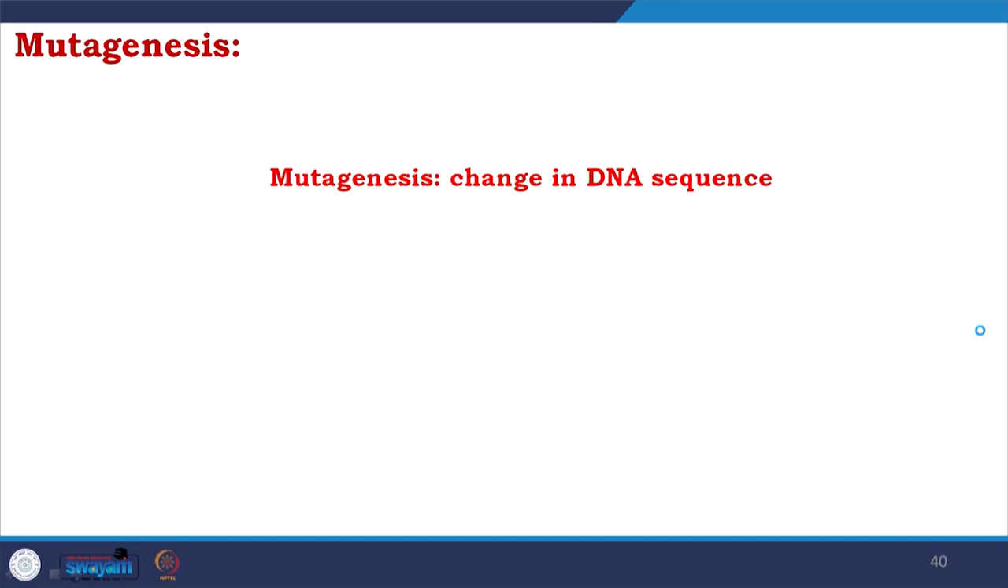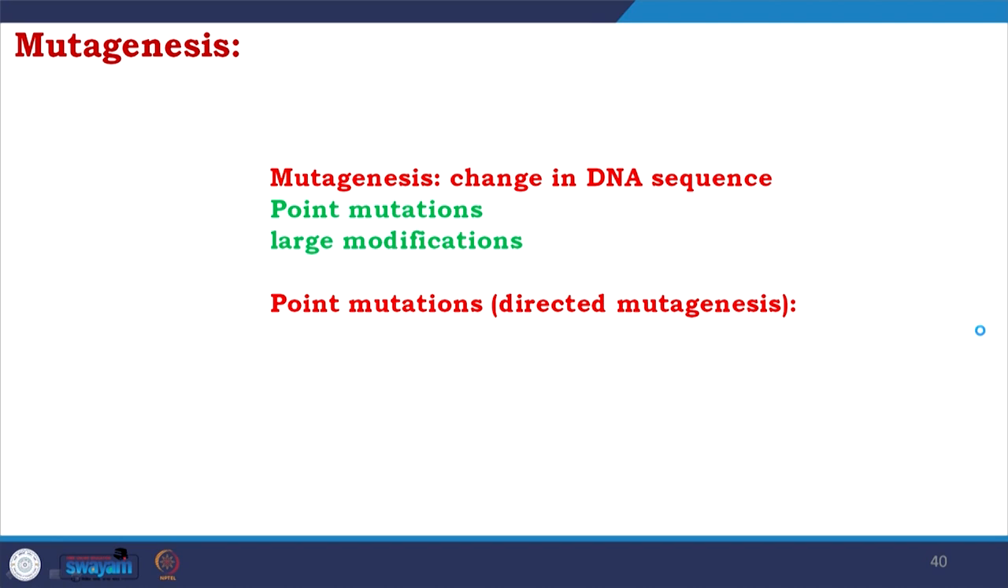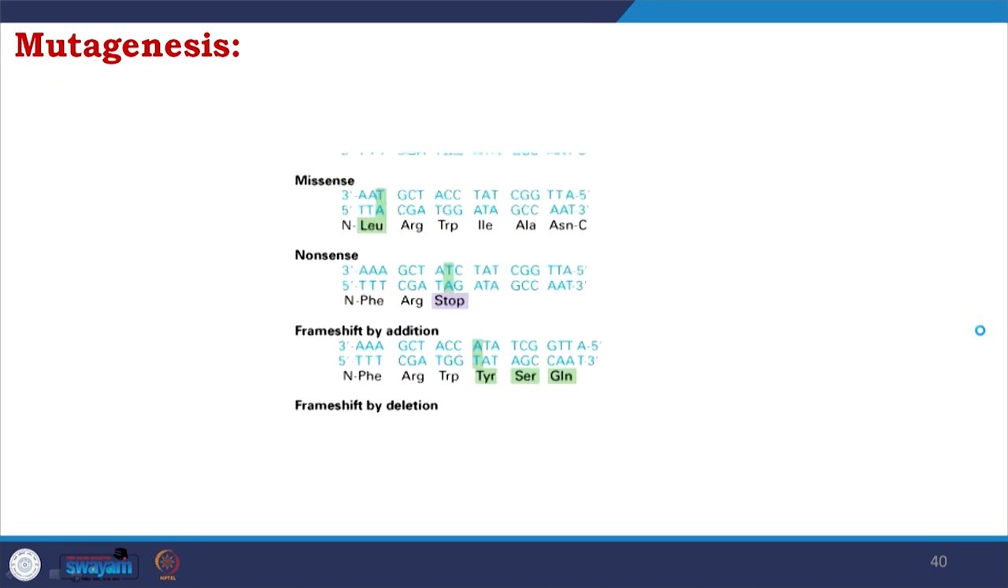Mutagenesis is a process which changes the DNA sequence, because as I have talked about earlier, whenever you want to make any change in the protein, you have to do it at the DNA level. There are different types of mutations: point mutations, large modifications, insertions or deletions, or point mutations with directed mutagenesis, like substitution, change of one nucleotide, for example, adenine to cytosine, insertion, gaining one additional nucleotide, deletion, loss of one nucleotide.